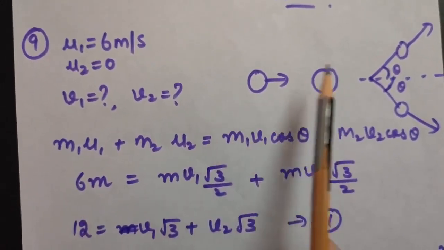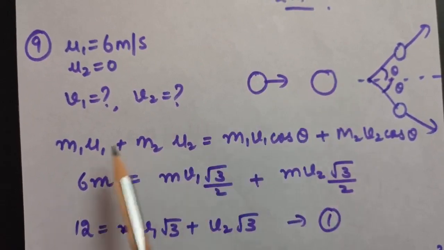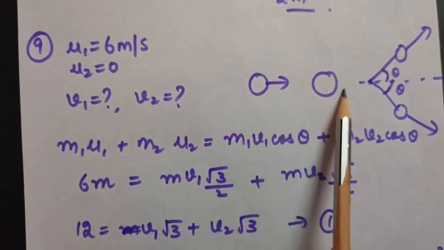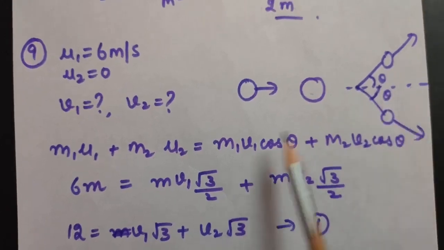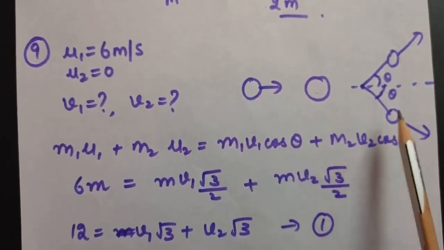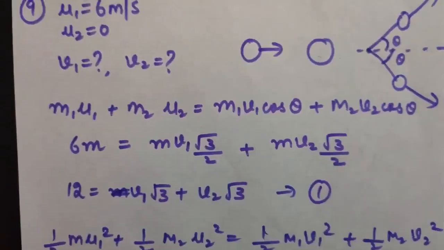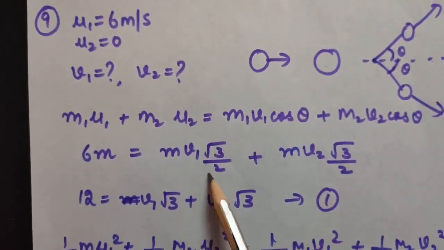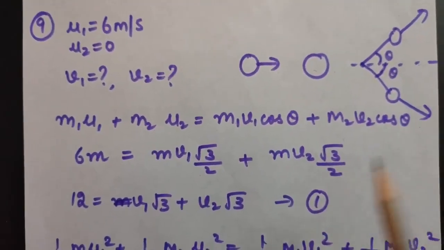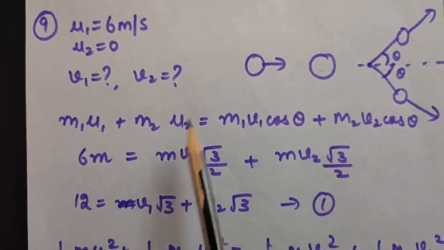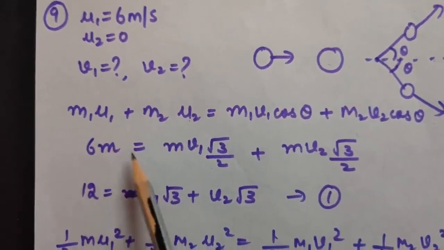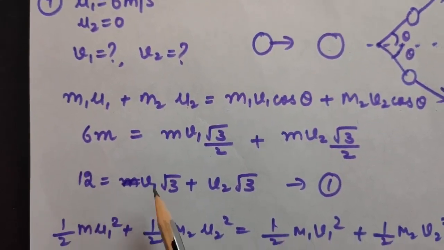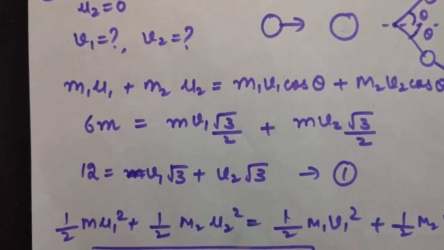Now initial momentum in the x-axis is m1 u1 plus m2 u2, which is equal to, if you resolve it, m1 v1 cos theta plus m2 v2 cos theta in the x-axis. Now cos 30 will be root 3 by 2. This is also cos 30, given in the question as root 3 by 2. u2 is 0, so this term will become 0 and this will be 6m. So from here you will get 12 is equal to v1 root 3 plus v2 root 3.